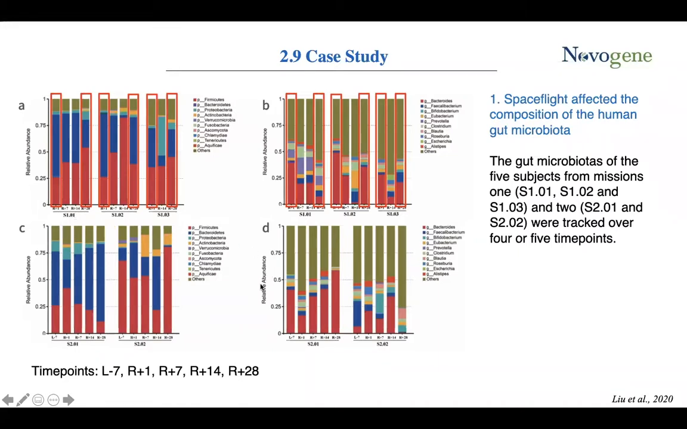And then the authors characterized the composition of the gut microbiota from mission 2 at the phylum and genus levels, which is figures C and D. The gut microbiota at both the phylum and genus levels was also significantly influenced by the spaceflight.